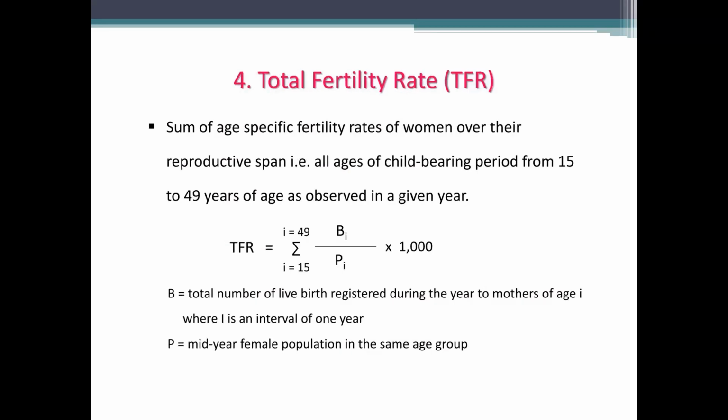Next, total fertility rate. Total fertility rate means the total number of live births registered during the year to mothers of age i, where i is an interval of 1 year, divided by the mid-year female population in the same age group, multiplied by 1000. This is the formula for total fertility rate.